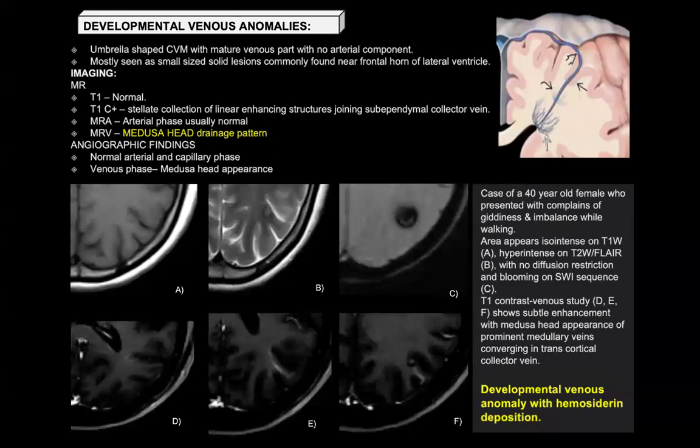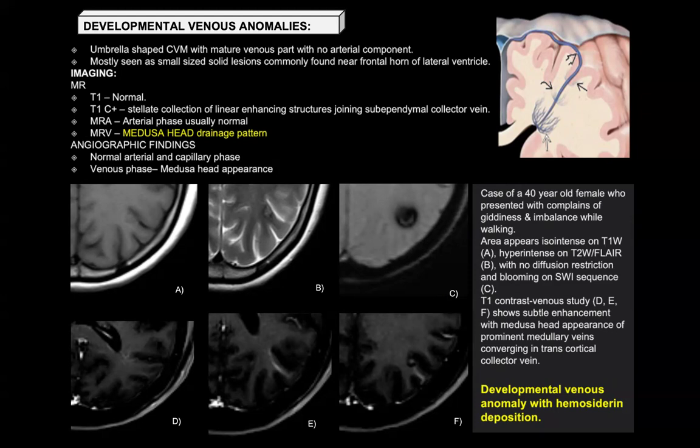Our next case was a case of a 40-year-old female who presented with complaints of giddiness and imbalance while walking. Imaging showed T1 isointense areas and T2/FLAIR hyperintense areas with no associated diffusion restriction, with blooming on SWI sequences. Post-contrast study showed subtle enhancement with a medusa head appearance of prominent medullary veins converging into a transcortical collector vein. This was a developmental venous anomaly with hemosiderin deposition.